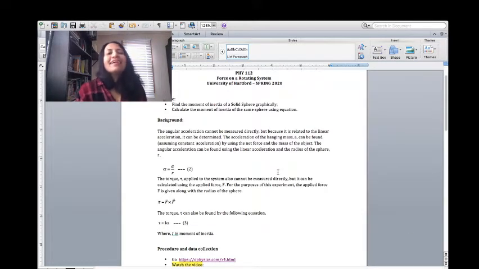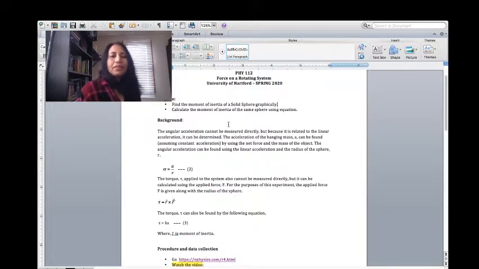Hey guys, here we meet with the last lab, force on a rotating system. This is actually pretty similar to what you see in your lab manual. You can compare the background and the theory in the lab manual with this document. This is a little bit simplified compared to what you had to do in the lab.